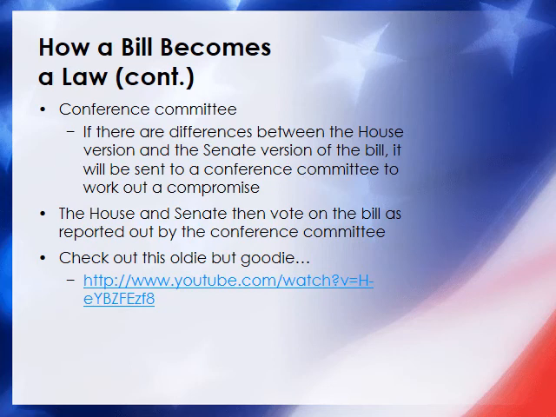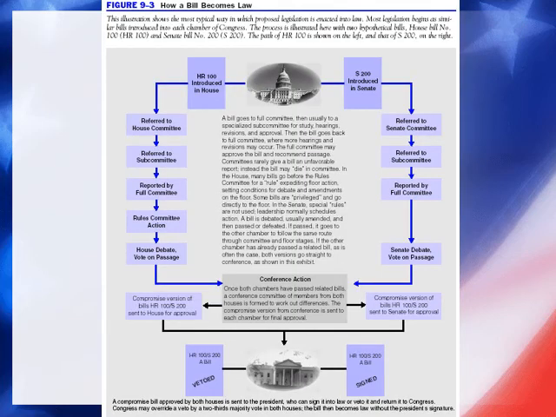I'll have a link up online to the fun "How a Bill Becomes a Law" cartoon from my youth, so you can take a look at that if you're interested. Again, just a visual overview of how a bill becomes a law. So take a look at this. It's in your text as well.